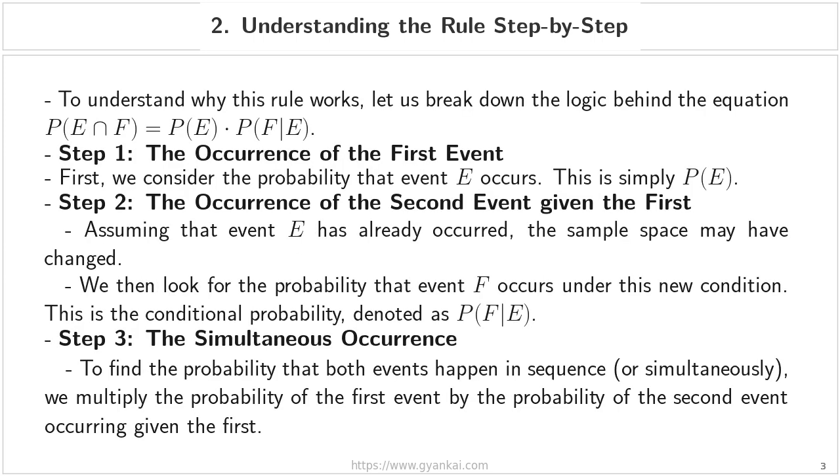Finally, step 3, the simultaneous occurrence. To find the total probability that both events happen, either in a specific sequence or at the same time, we multiply the probability of that first event by the probability of the second event occurring under the condition that the first has already passed. By following this logic, we can see how the rule builds upon the conditional probability concept we discussed earlier.